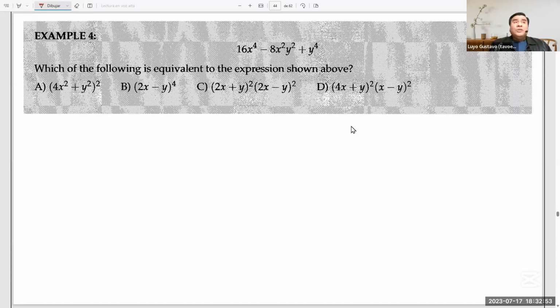Now here you have a trinomial, 16x to the 4th minus 8x squared times y squared plus y to the 4th. Which of the following is equivalent to the expression shown above? What is the idea here? Try to factor this trinomial somehow. Can you match it perhaps with any of these? Or perhaps this? Try to use that hint.